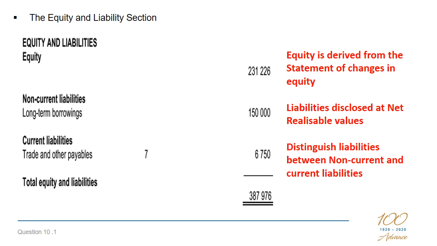In the equity and liability section, equity is derived from the statement of changes in equity. For the liabilities, we also basically need to distinguish between non-current and current liabilities. And then also remember that our liabilities are disclosed at the values we do expect to pay in the end, the net realizable values.